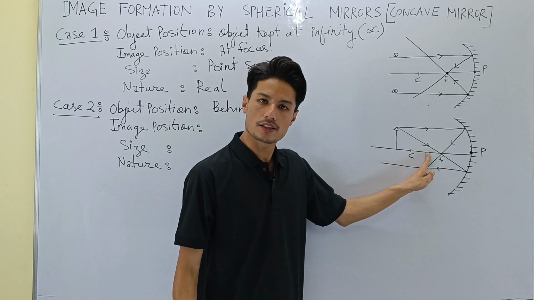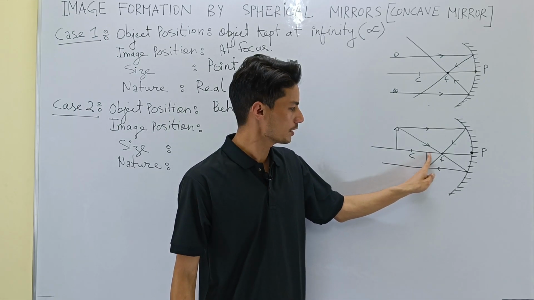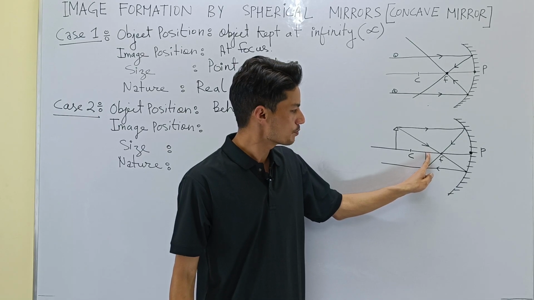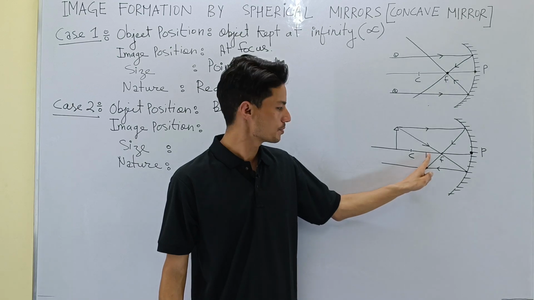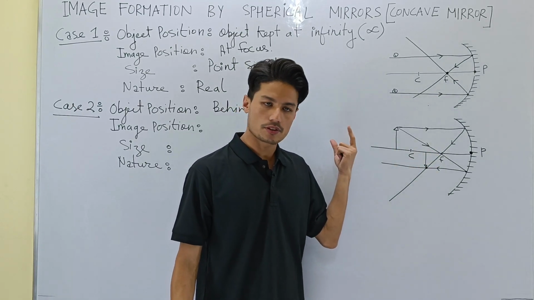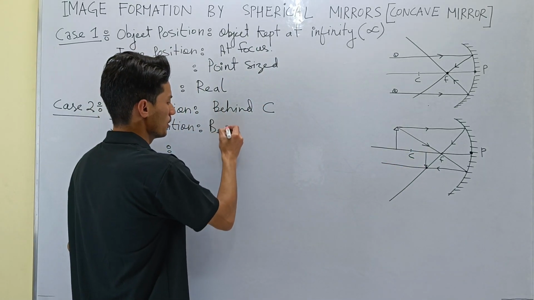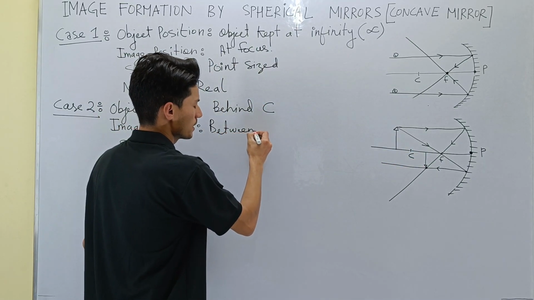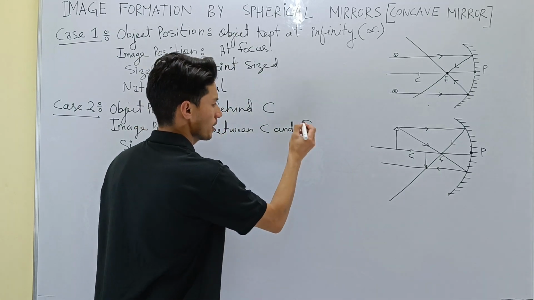So how do I describe the image position? The best way to tell the image position will be to say that it's between C and F. So I will look at C and F, and yes, I see that it's between C and F. So you just have to look at the ray diagram and tell me what you see: between C and F. So just write between C and F. That's it, between C and F.